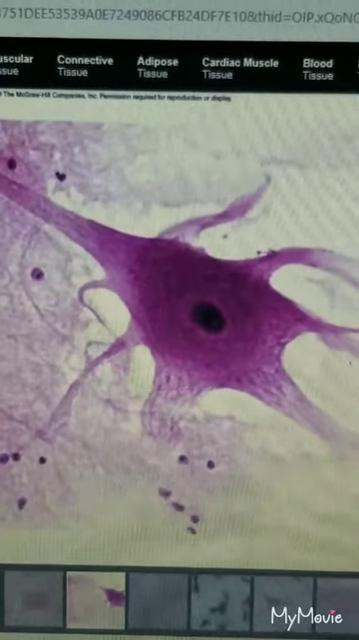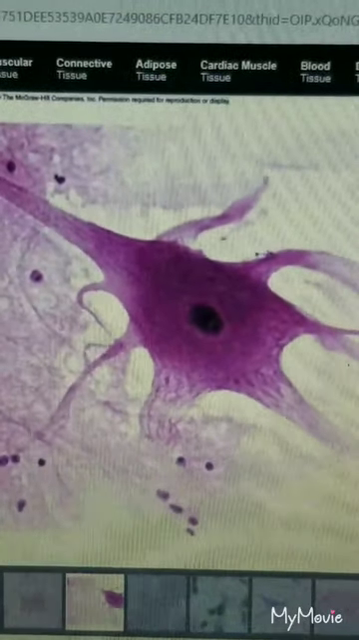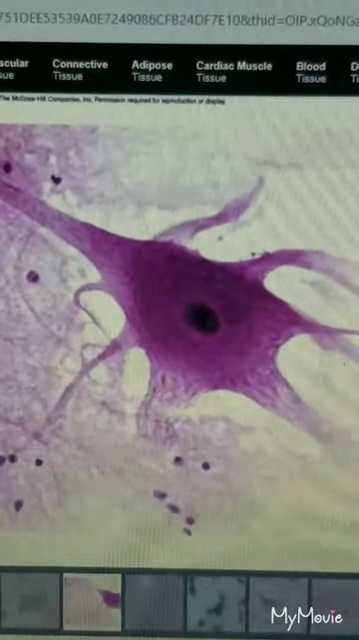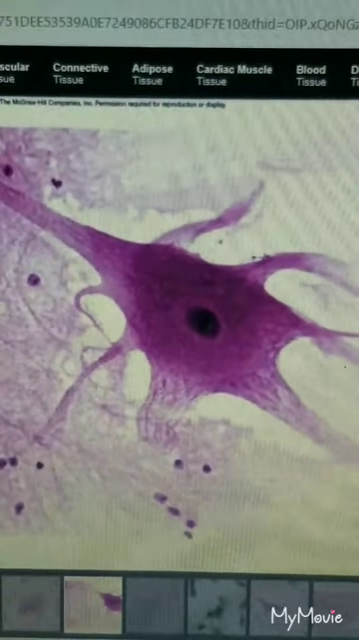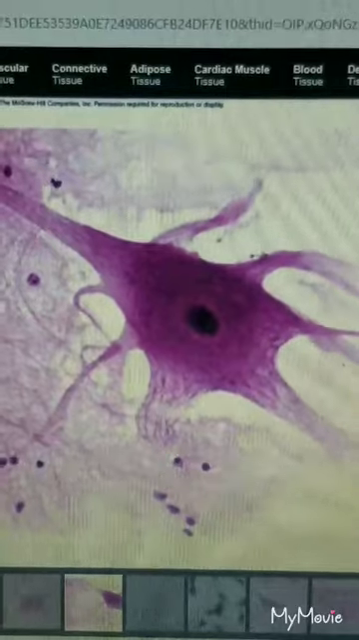Unlike other cells, these cells do not multiply. They are formed during birth and last till death. If there's any damage done to them, it can lead to the loss of function forever.